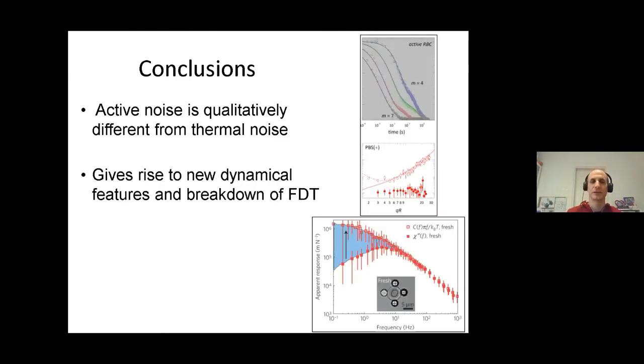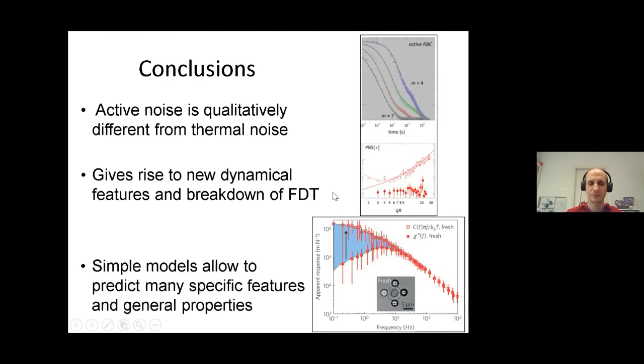As we saw, it can actually give rise to new dynamical features, like this new mode in the relaxation correlations that was measured in the red blood cell, and of course a breakdown of the fluctuation-dissipation theorem, which is the most striking feature. And I think also from this whole story that I told you, which took over 10 years to complete, first of all, simple models allow you to predict many features, even specific features for the red blood cell, but more, I would say, general properties of what to expect when you have active forces.